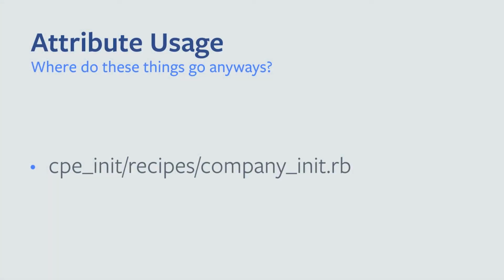All right, so that's attributes, but where do they go? Company init is in our example repo, and we have it arranged in such a way that you can put all your company's settings into this file. And we have the run list structured such that all the API cookbooks are already there. Everything's included, but they don't do anything until you put data in here.